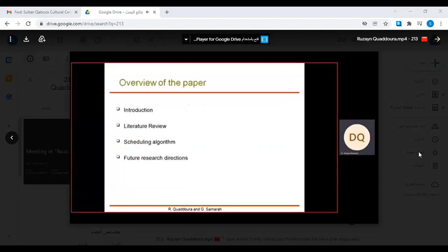The presentation consists of 4 sections. First, I will present an introduction about the general form of the problem, then a literature review, then I will present the grand line of our algorithm. Finally, I conclude with future research that can follow this work.